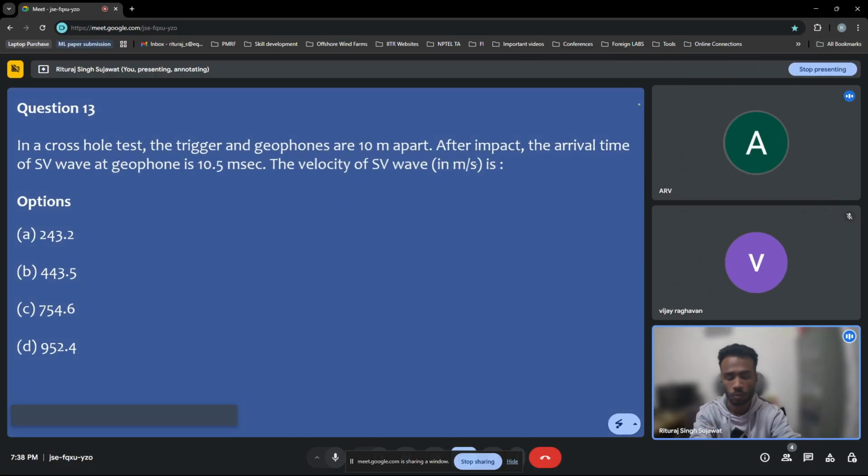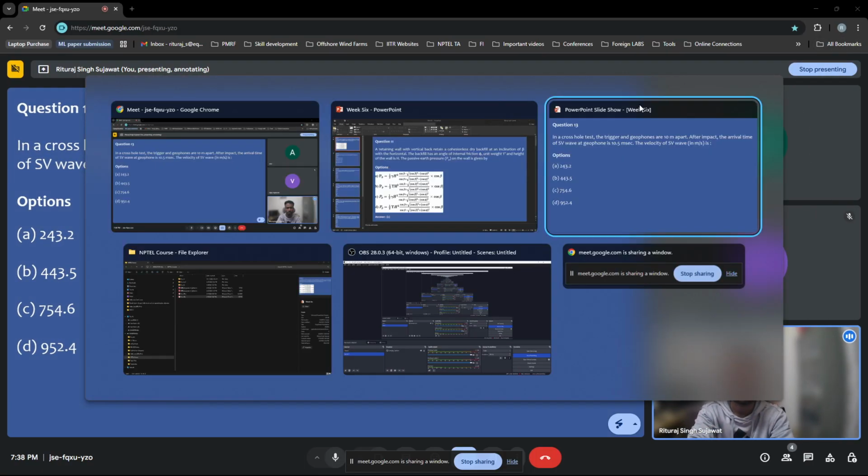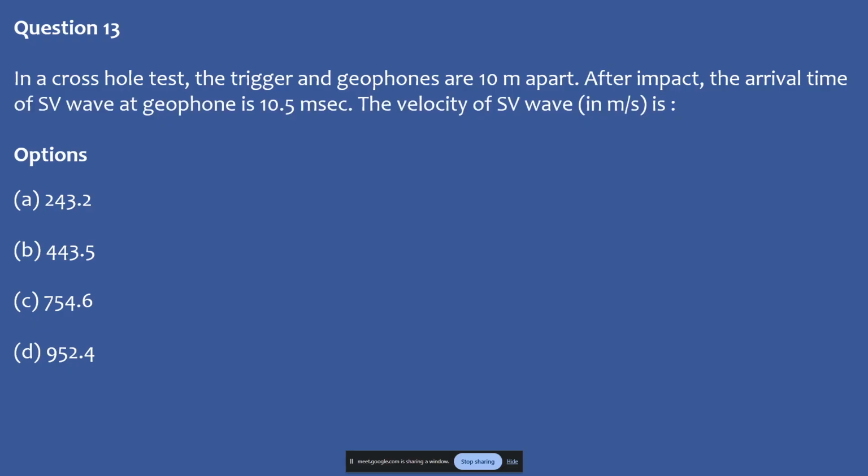Yeah, so this is related to a geophysical investigation. In a particular cross-hole test, the trigger and the geophones are 10 meters apart. After impact, the arrival time of the SV wave at the geophone is 10.5 milliseconds. The velocity of the SV wave is? So you need to calculate the velocity of the SV wave in the cross-hole test.